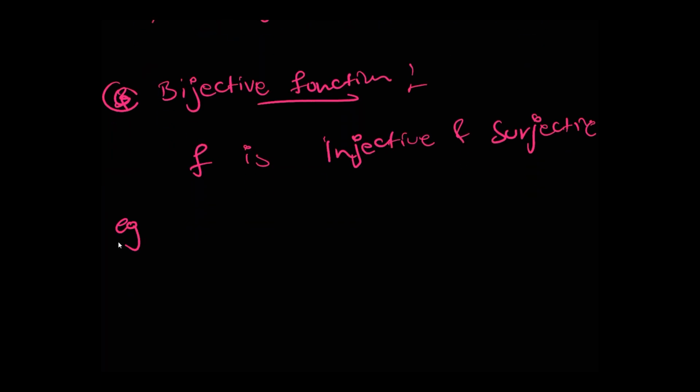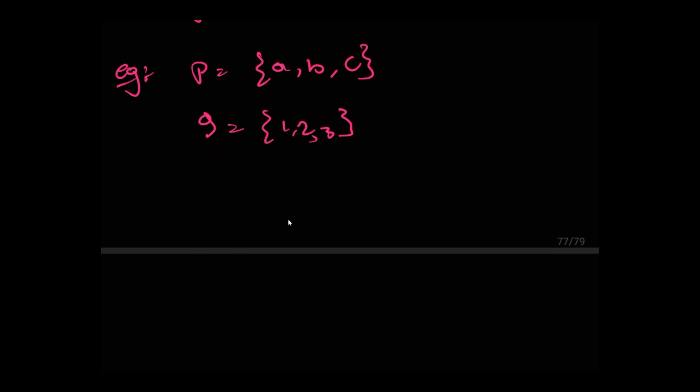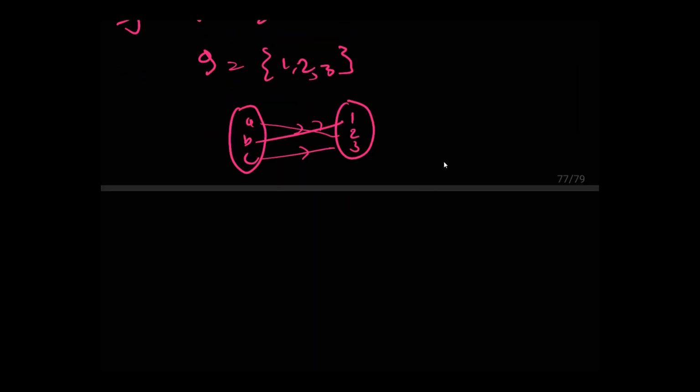For example, let us take P as a, b, c, Q as 1, 2, 3. Then a function is said to be bijective if it is both injective and surjective. That means the mapping should be like this: a, b, c, 1, 2, 3. Every element of P goes to only one element of Q that is distinct, and every element should be covered. This can be a bijective function.